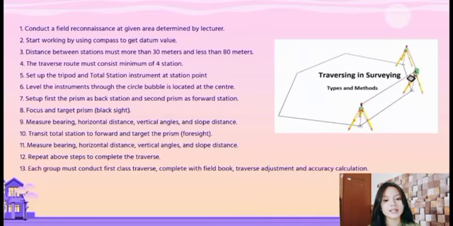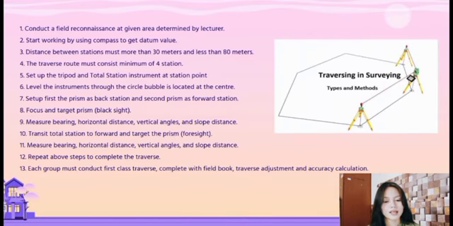Number 5. Set up the tripod and total station instrument at the station point. Number 6. Level the instrument until the circular bubble is located at the center. Number 7. Set up the first prism as the back station and the second prism as the forward station. Number 8. Focus and target the prism. Number 9. Measure bearing, horizontal distance, vertical angle, and slope distance.